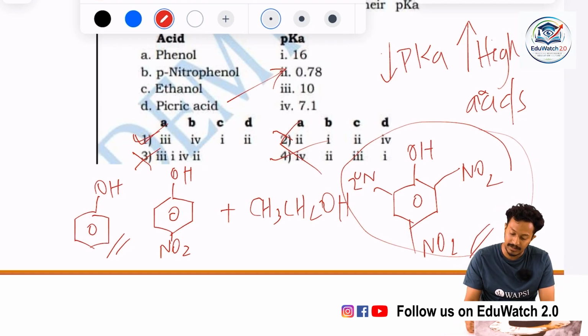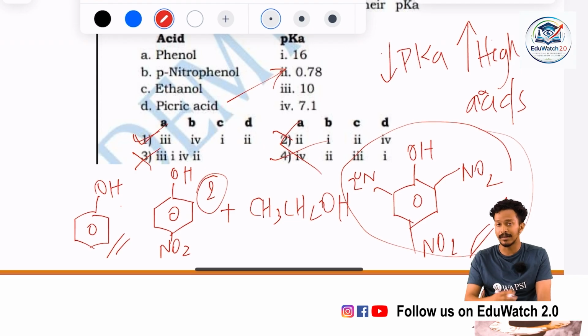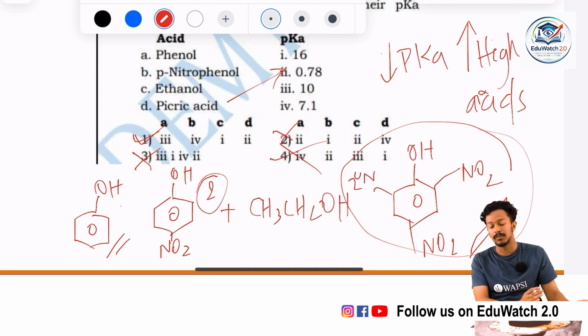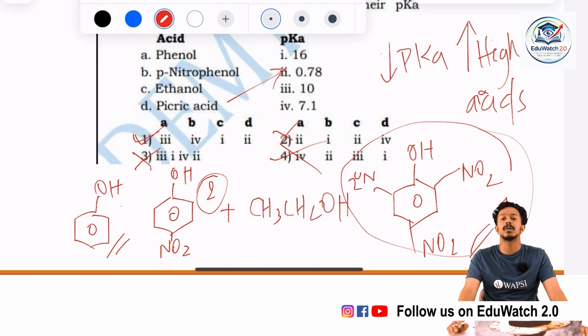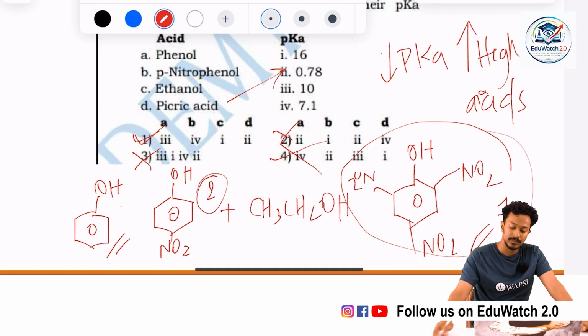First one would be picric acid, which is 2,4,6 trinitrophenol. Second one would be paranitrophenol. Third one would be phenol, right? The presence of a benzene ring around the OH group increases the acidity of phenol. So the third one would be phenol, and the last one ethanol, the least acidic one. So this is the series of acidity of the 4 compounds. So here the correct option is option number 1, right? Okay, we will move on to the next one.